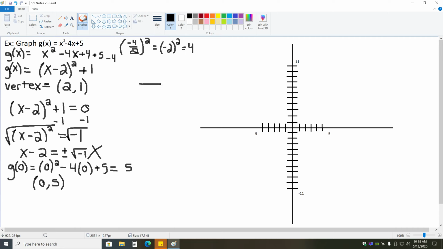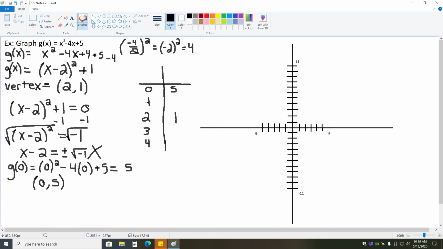If we were to make a table here, we'll go ahead and put the vertex in the middle because we're finding 2 points around it. We have the point 0, 5. So now we need 3 more points. One of them to the left of 2 and 2 of them to the right of 2. So we'll just go ahead and pick 1 since it's the easiest value we can pick closest to 2 to the left of it. And then we'll pick 3 and 4 as those are the next 2 values closest to the right of 2.